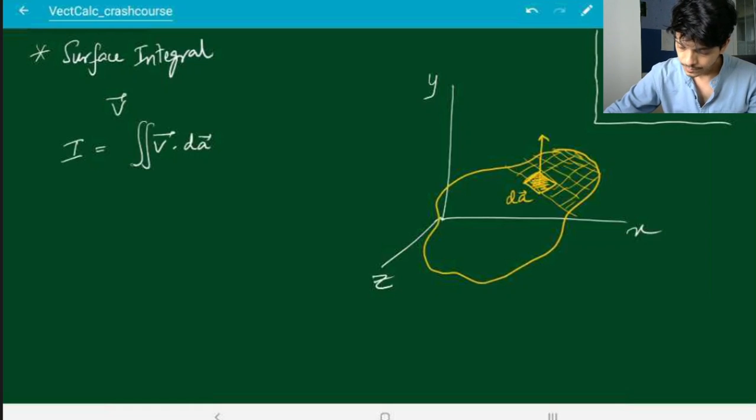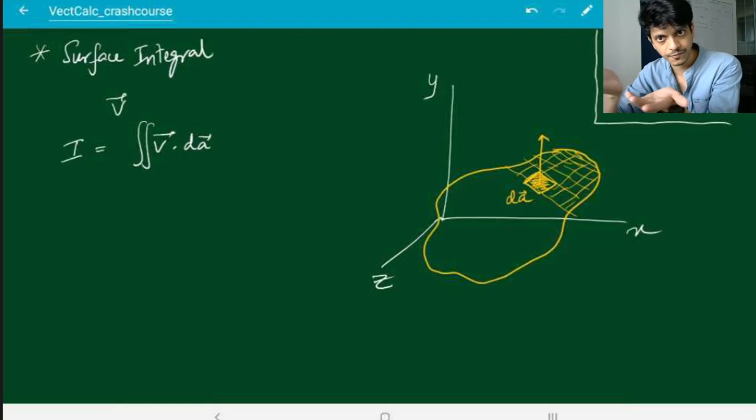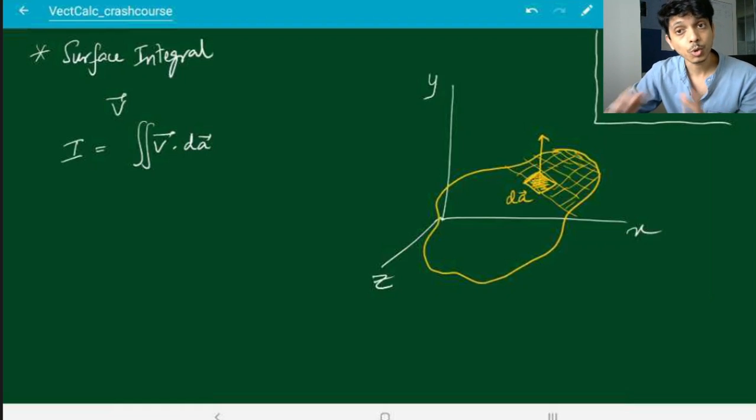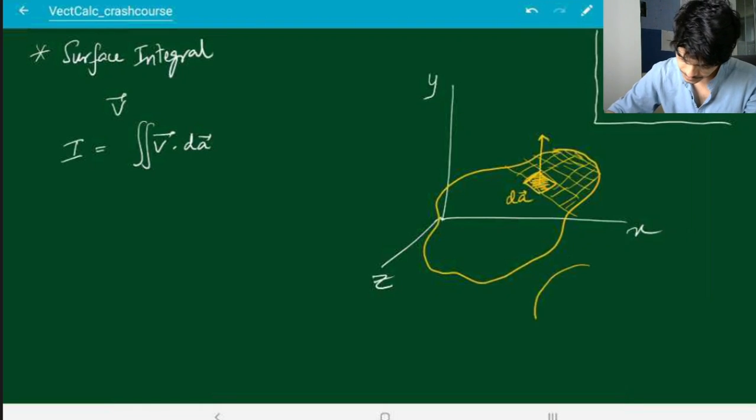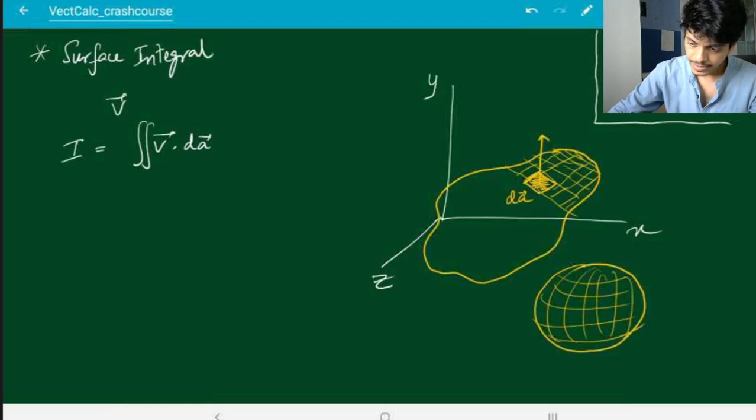Once again, sometimes it may happen that the surface that you have is not an open surface. Think of an open surface as like a frisbee. It's just a flat surface, as opposed to a closed surface, which is like the surface of a ball, the surface of a sphere. That is a closed surface because it wraps in on itself. So if that is the kind of surface you have, then that is called a closed surface integral.